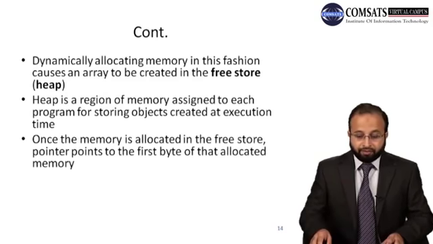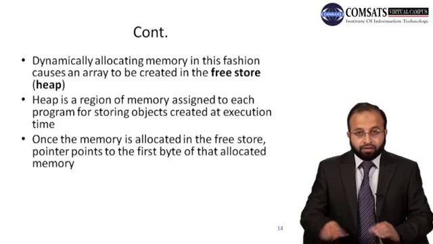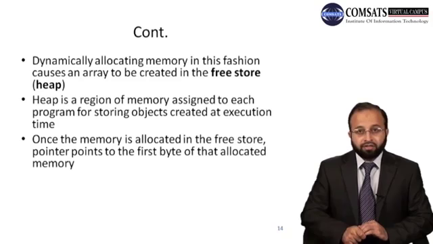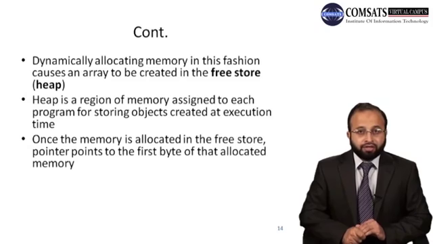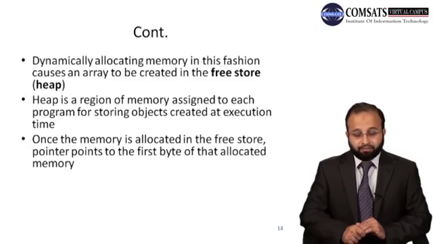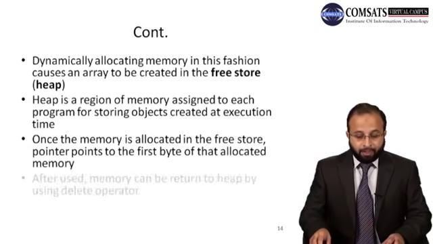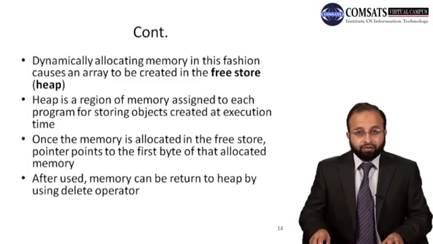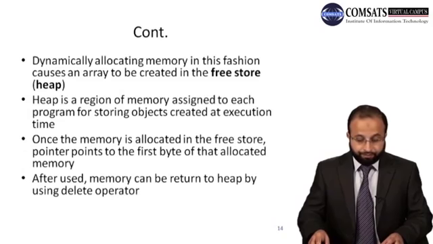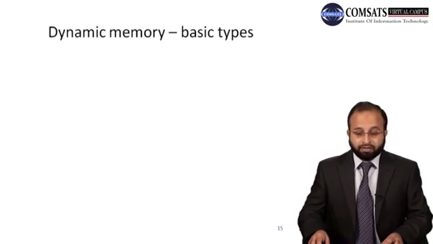Once the memory is allocated in the free store, a pointer points to the first byte of that allocated area. So what the new operator will do, it allocates the memory, whatever size we tell it, and then it returns a pointer. Now using that pointer we can access that memory location in the free store. After using that memory location, this memory may be returned to the heap by using a delete operator, so that it can be used by any further program. Dynamic memory, let's see some of the basic types.